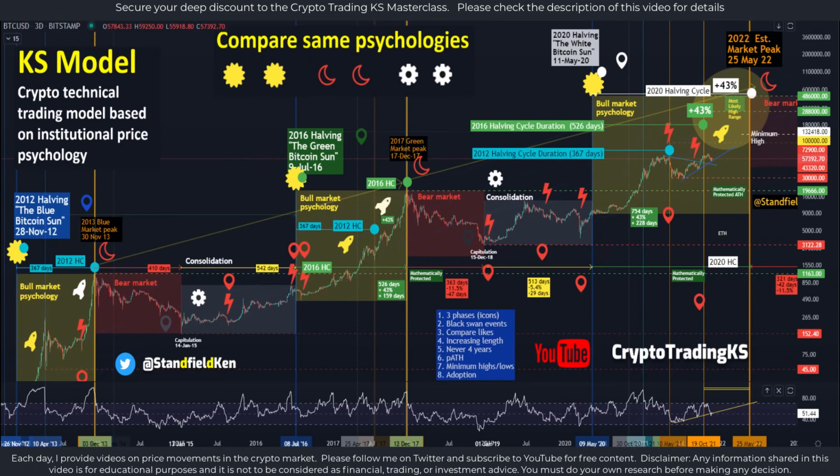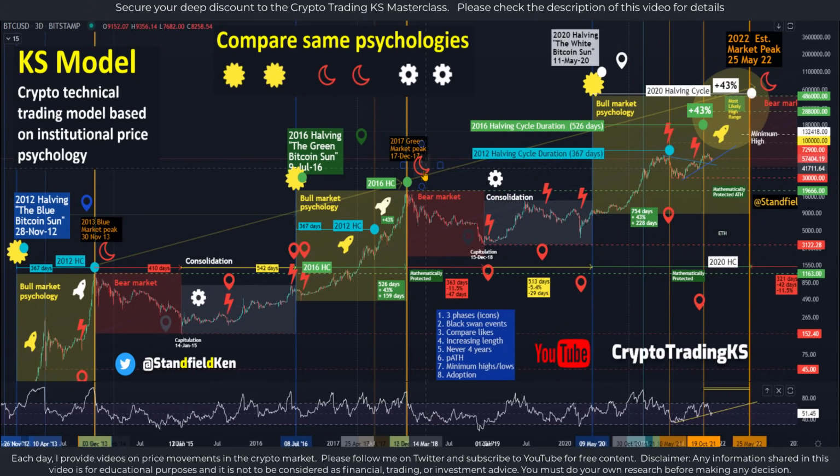There are 8 things that I would like to take you through when looking at the KS model so you can understand it better. First of all, point number 1, there are 3 phases to every run, running from halving to halving. There is a bull market psychology, where the psychology of price action is overwhelmingly positive. The crowd expects higher prices.